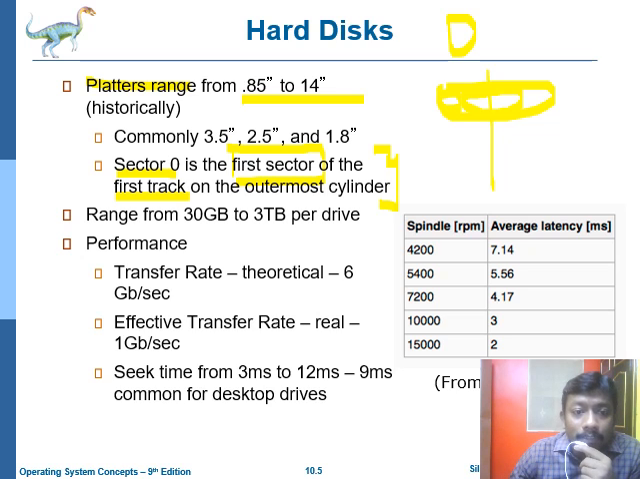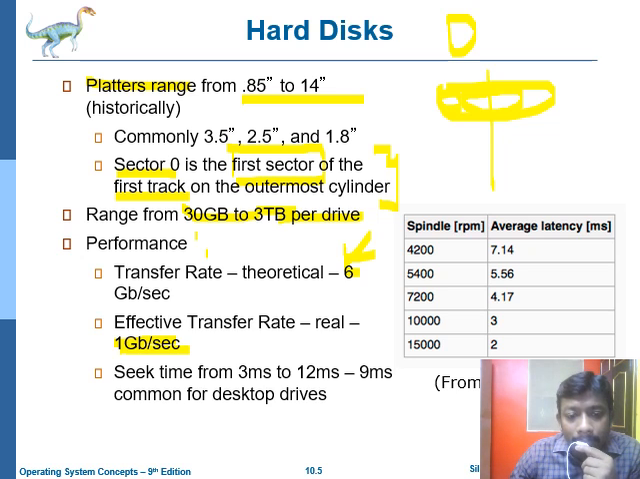Coming to memory, it is secondary memory, and 30 GB to 3 TB per drive can be stored. Considering the performance of this disk, the theoretical transfer rate is 6 gigabits per second. But the effective transfer rate, the real transfer rate, is 1 gigabit per second. I think no one sees this kind of transfer rate. The real transfer rate might be 1 gigabyte per second.